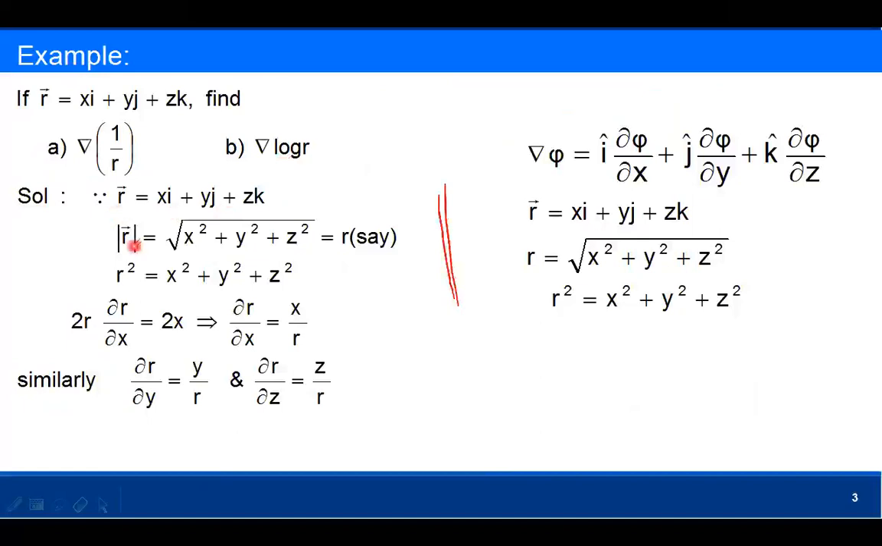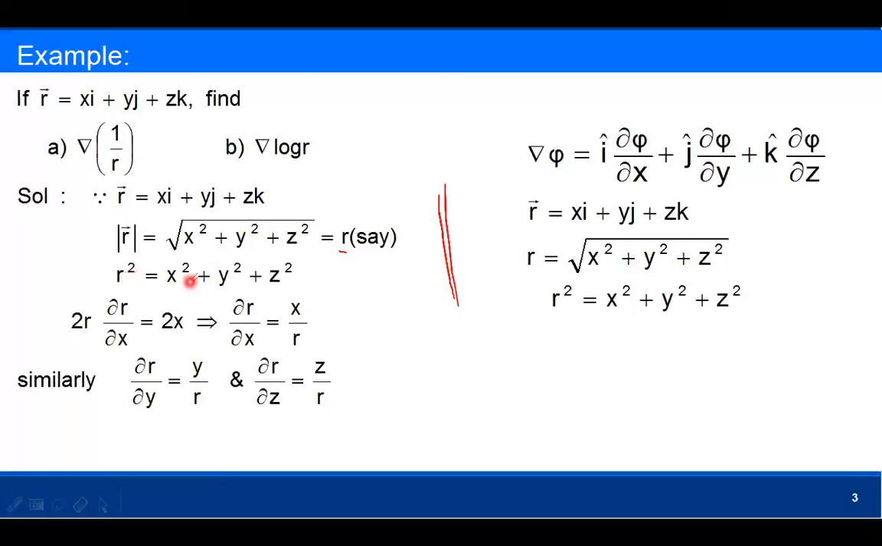How to calculate this magnitude? Root of the squares, x square plus y square plus z square. We are assuming this magnitude equals r. So this is r bar and this is r. This is a vector and this is a scalar. This r is the magnitude of the vector r bar. Now if we square on both sides, we get x square plus y square plus z square equals r square. Therefore r square equals x square plus y square plus z square.